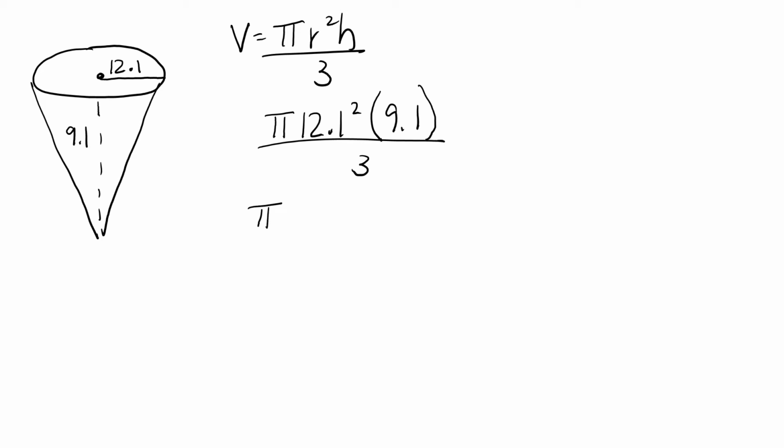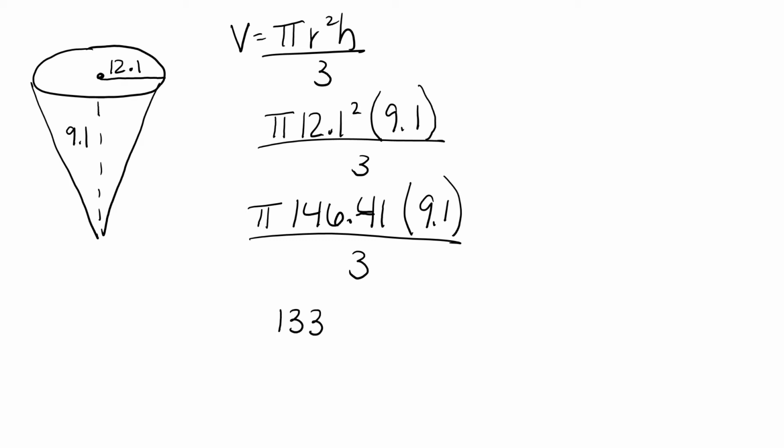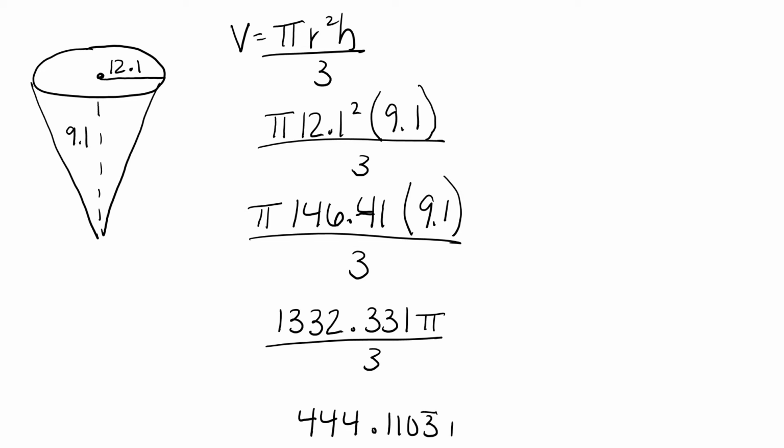We solve the exponents first, so 12.1 to the second power gives us 146.41. We're going to multiply that by 9.1 to get 1332.331. We're going to divide that by 3 to get 444.1103 repeating. And then our last step is to multiply by pi.